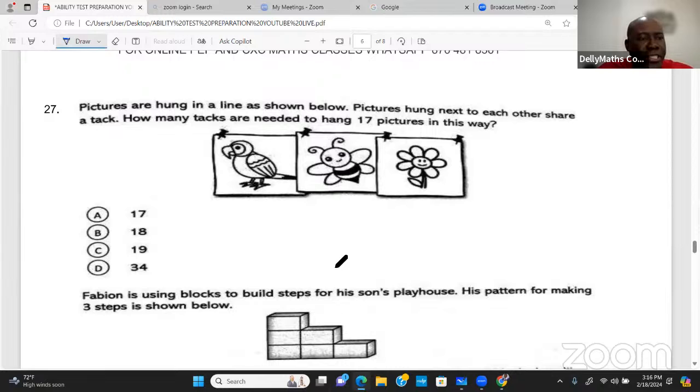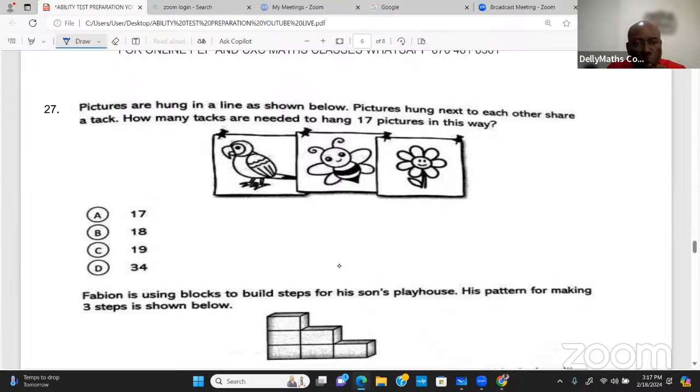We're jumping on question 27. So question 27 is saying pictures are hung in a line as shown below. Pictures hung next to each other share a tack. Now it says how many tacks are needed to hang 17. So what you want to do is basically to use a pattern. We're not going to draw 17 pictures on the wall and then count the tacks. But what we could do is draw a conclusion from what we're noticing.